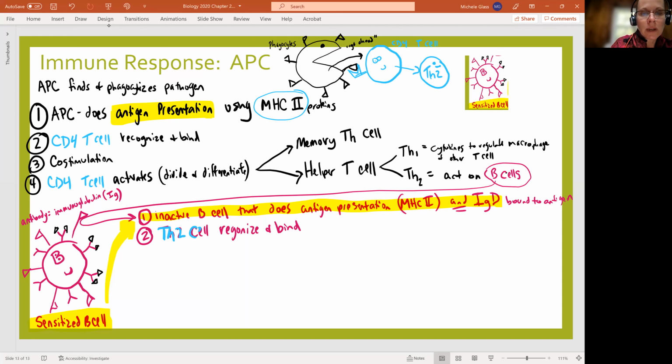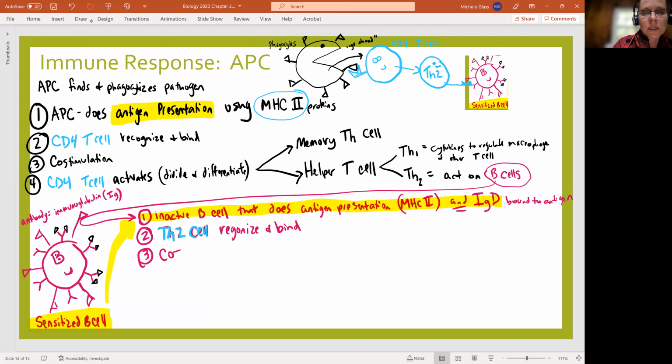And we're ready for our step 2, which is that helper T cell is going to recognize and bind. And so let's show that happening here. This is the same sort of idea where we have that specificity of shape. And then we're ready for step 3, which is the same as what we always have.